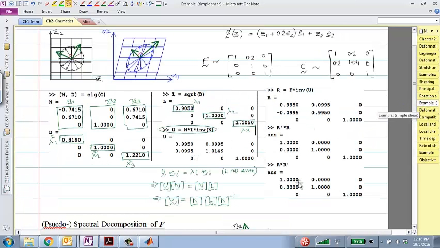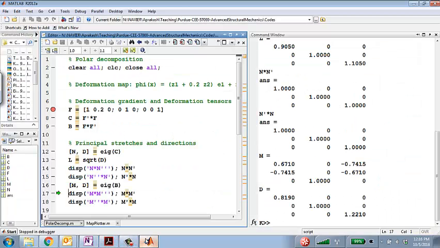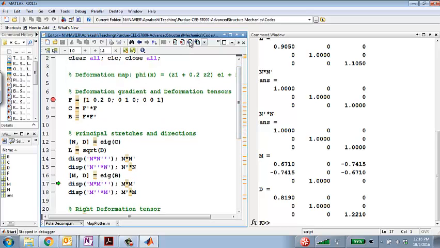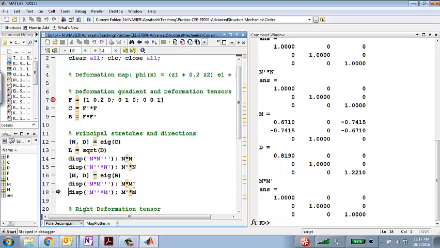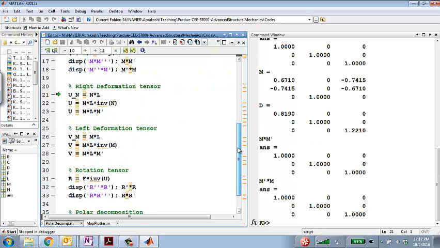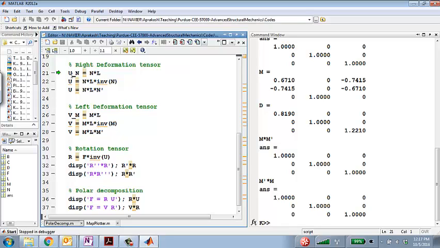So let me see. I don't have that in my handout here, but this code is also posted on Blackboard. You can check it out by running it. And same thing for m transpose m. Both are identities. No surprise there. And now let's construct the U tensor.